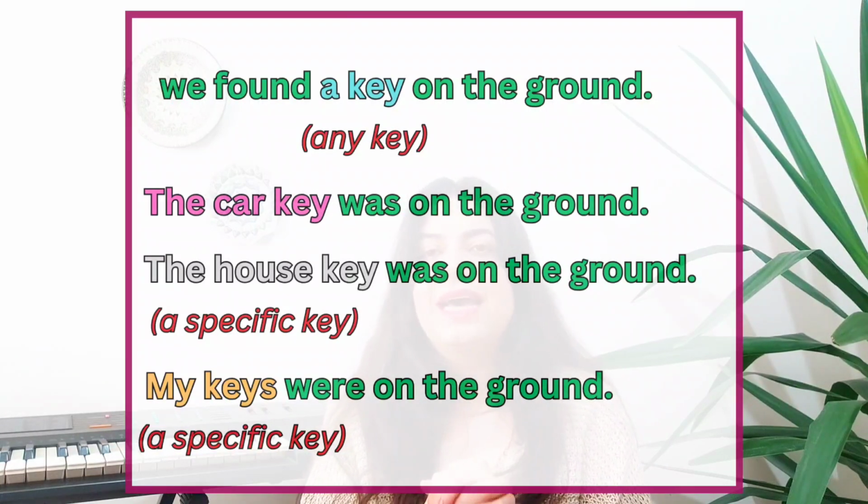But you compare that with the car key was on the ground, or the house key was on the ground, or my keys were on the ground. In all of these examples, I talked about a specific type of key. And in that case, we can't replace the or my with any. Alright? Because we are being specific.